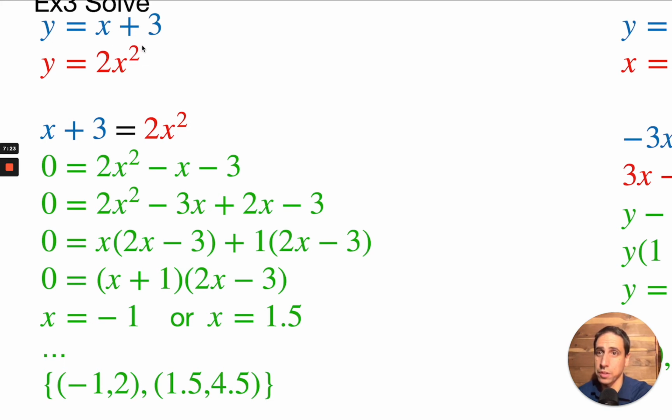I like the blue equation right there. When you add 3, you get the y values. So there they are, the two different locations on the graph where they intersect and the 2 different solutions.